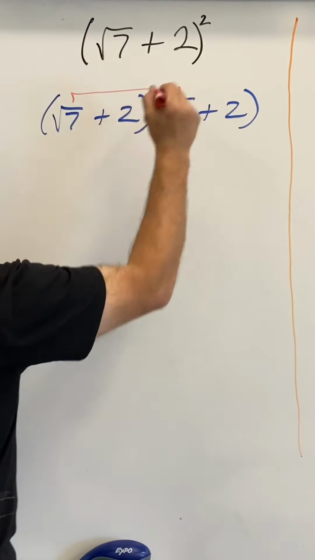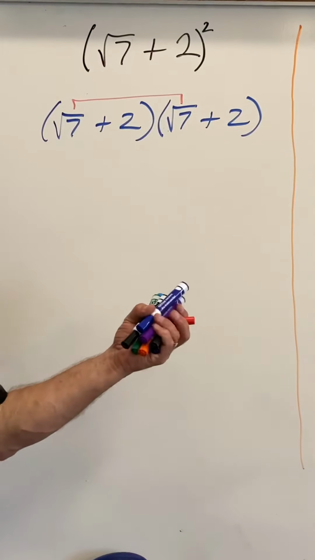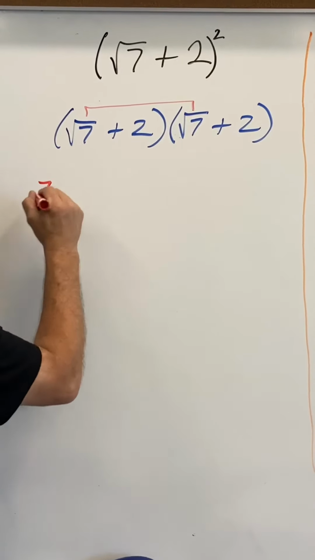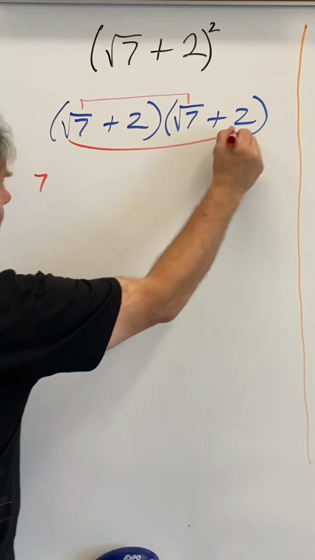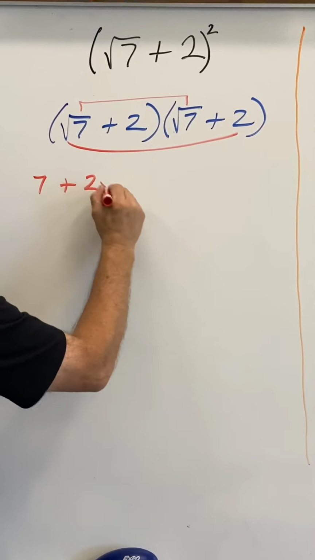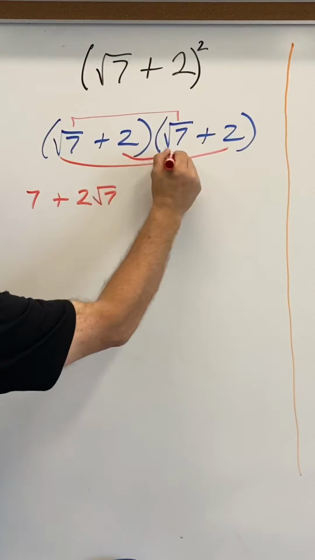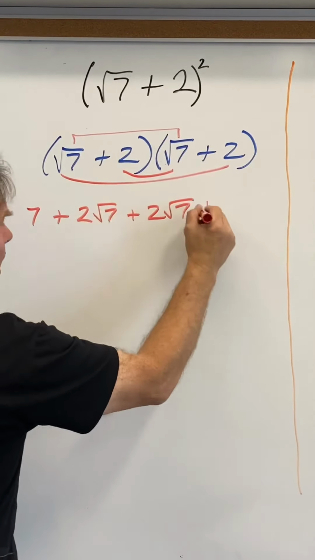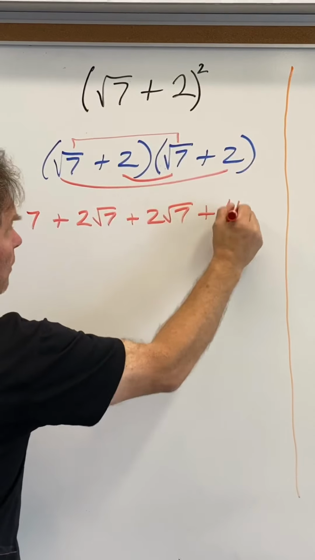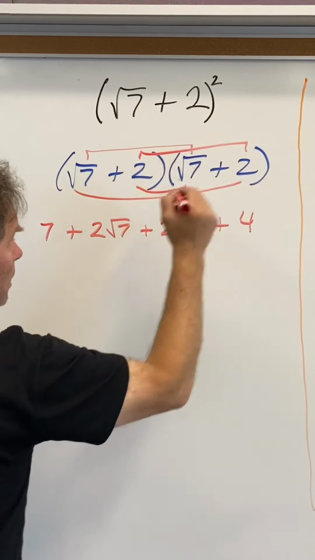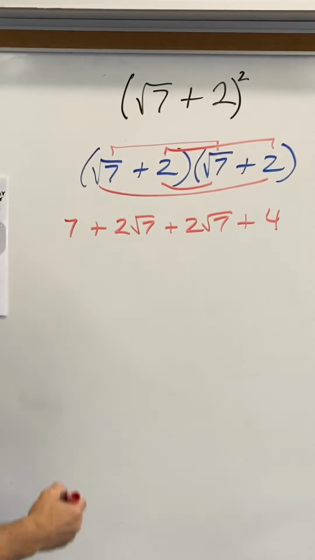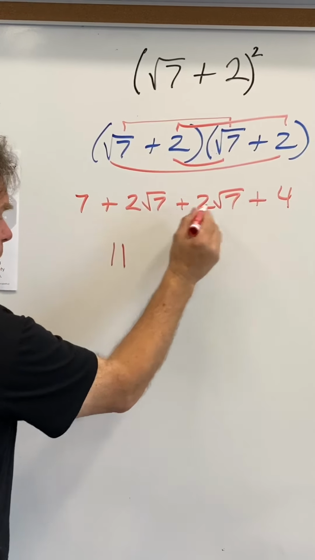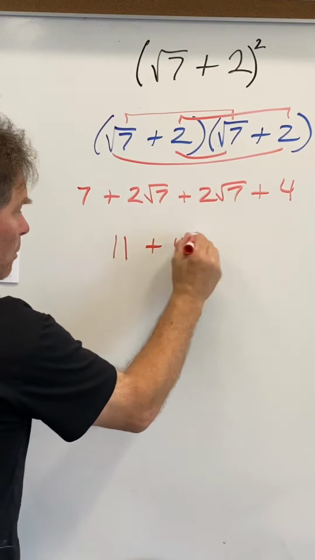Square root 7 times square root 7, that means that's just 7, right? Root 49, 7. So 7. And then outside is going to be plus 2 root 7. Inside is going to be plus 2 root 7. And then last is 2 times 2 is 4. Positive times positive, positive 4. Well, 7 plus 4 is going to be 11. 2 root 7 plus 2 root 7 is 4 root 7.